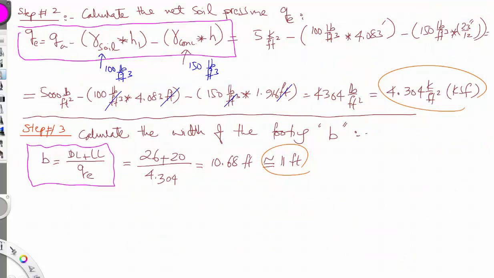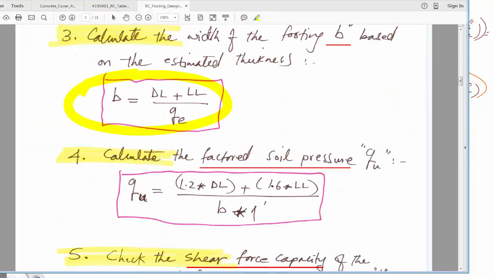So now let's see what our step number 4 is: calculate the factored soil pressure. Now this stage will isolate the cantilever part of the footing. We're in the process of calculating the reinforcement. So for reinforcement we'll use the ultimate strength design. For the ultimate strength design we need to do factoring of loads. It's 1.2, 1.6, and we'll use this equation to get the factored load.